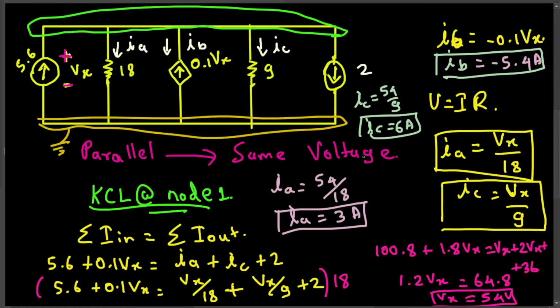So we found out IA is equal to 3 ampere, IB is equal to negative 5.4 ampere, IC is equal to 6 ampere. That's what we wanted to find, and that's it.